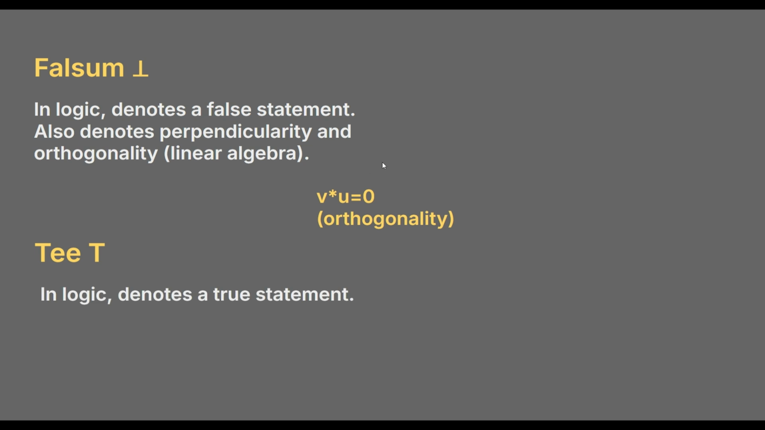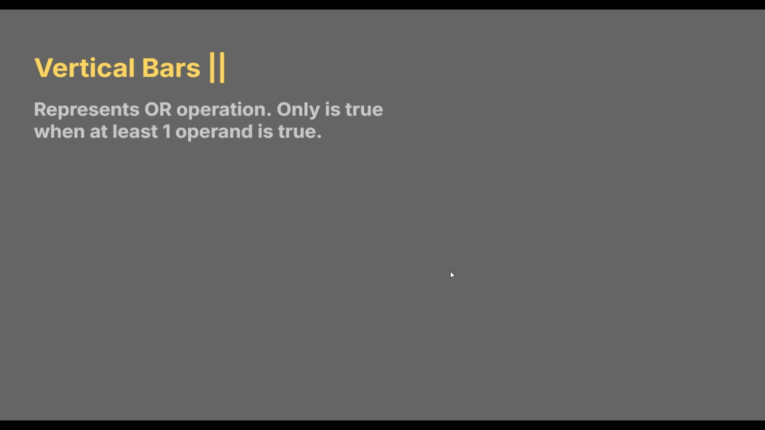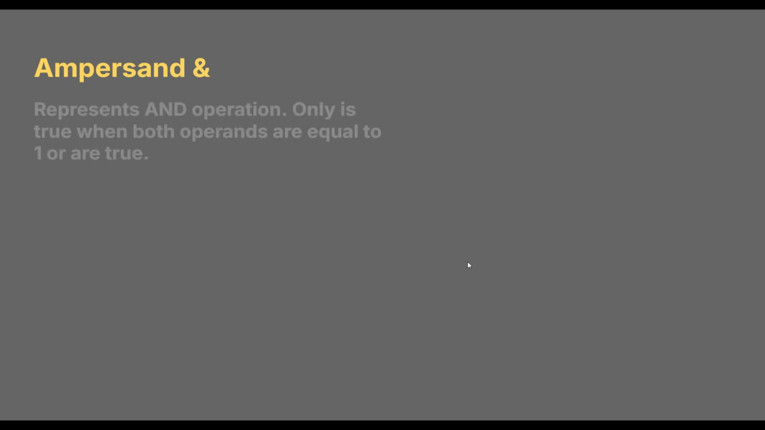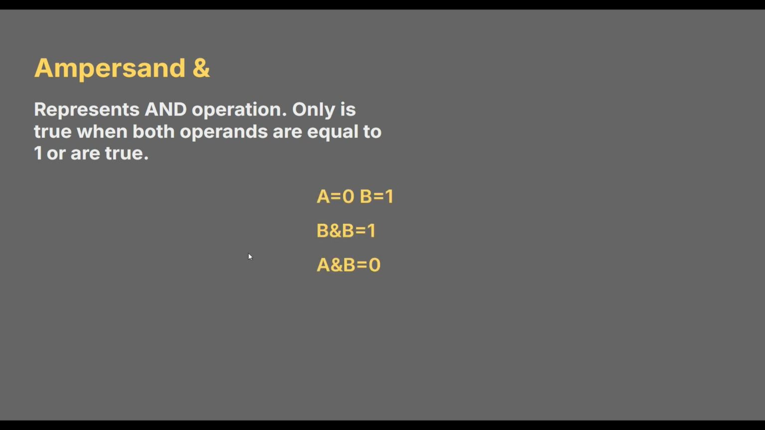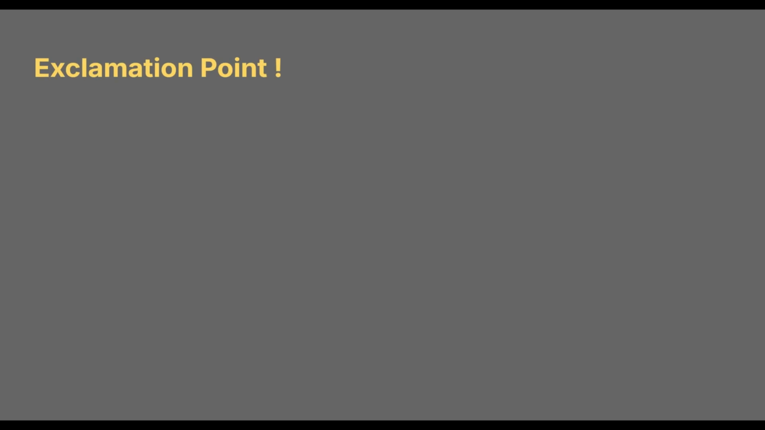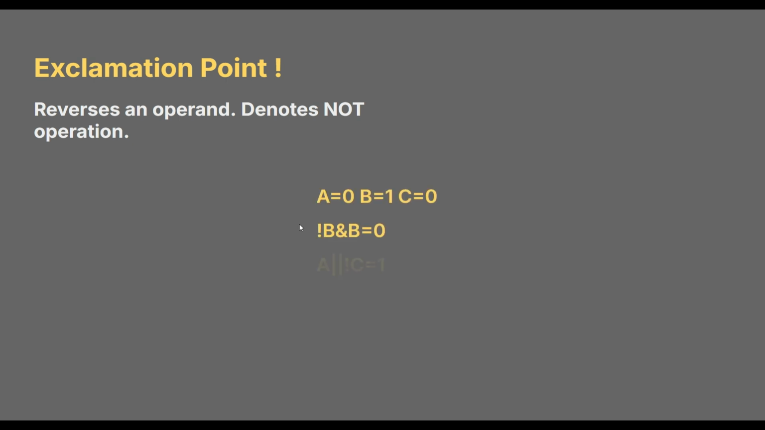T in logic denotes a true statement. The vertical bars denote the OR operation. It is only true when at least one operand is true. The ampersand denotes the AND operation. It is only true when both operands are equal to 1 or are true. The exclamation point reverses the operand, and denotes the NOT operation.